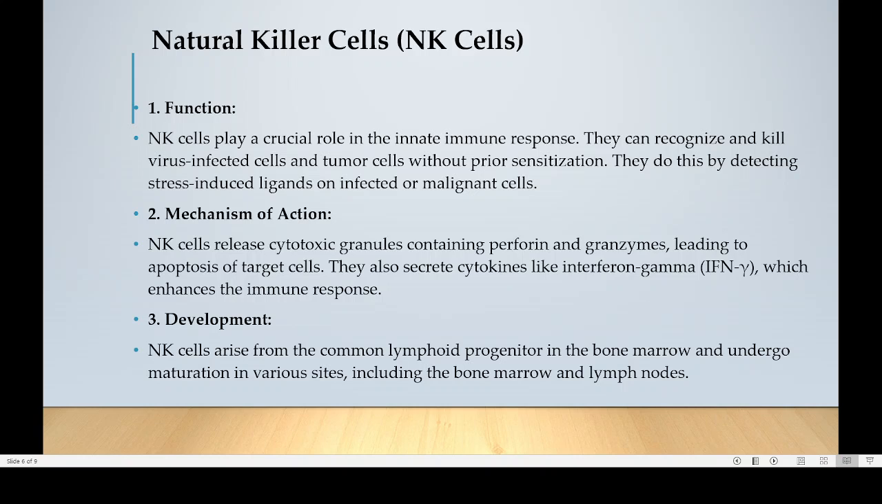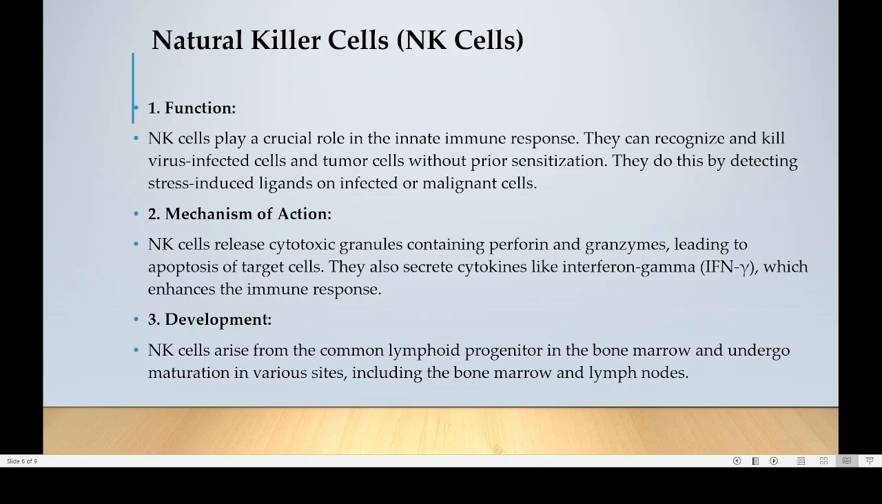Now come to the third type, that is the natural killer cell. Natural killer cells are also a kind of lymphocyte. These NK cells, or natural killer cells, play a crucial role in the immune response. They can recognize and kill virus-infected cells. So for example, if there is a cell which is infected by a virus, these cells can identify and destroy it, and tumor cells, without prior sensitization. So that is one advantage.